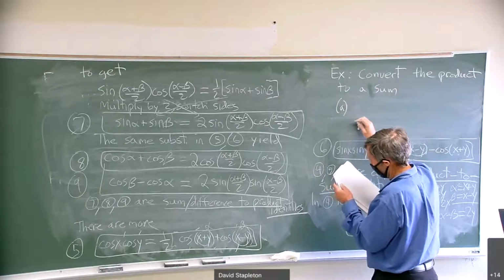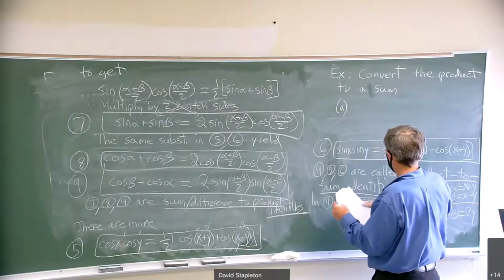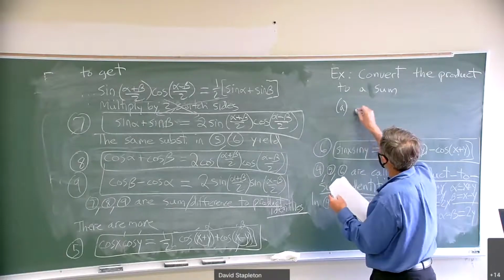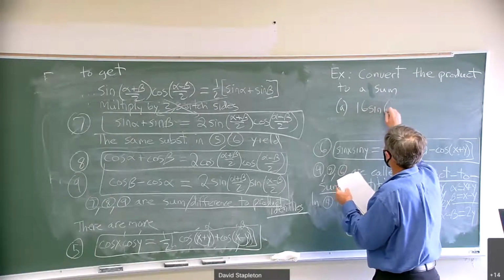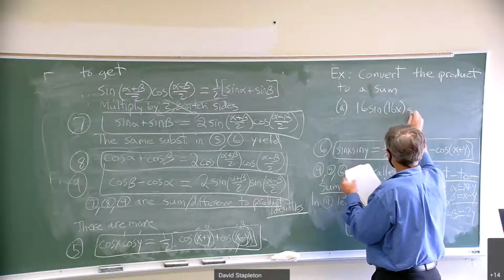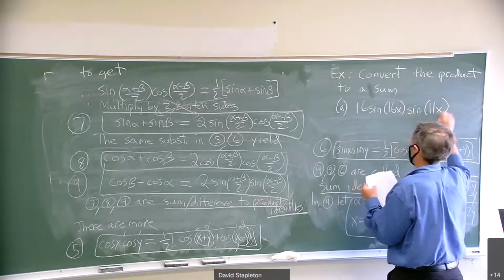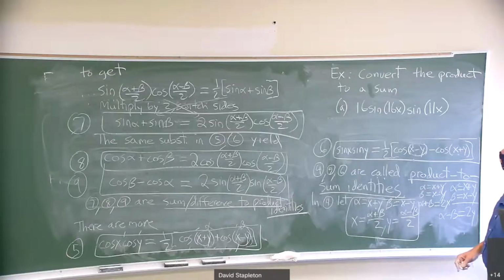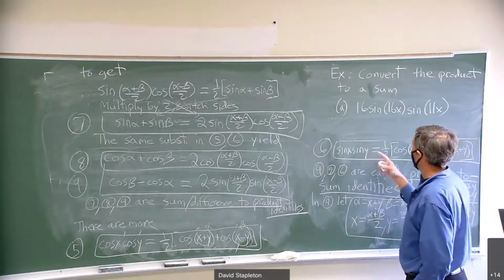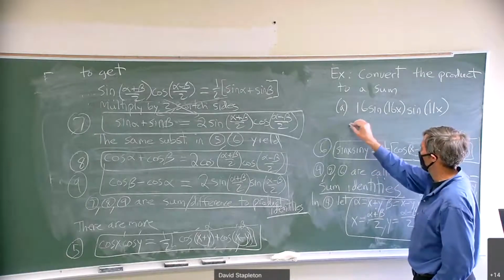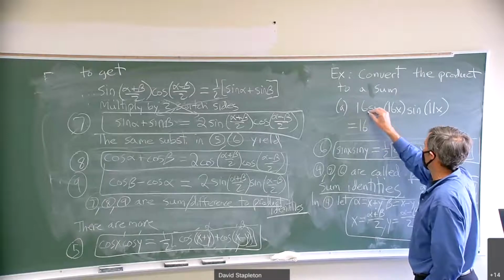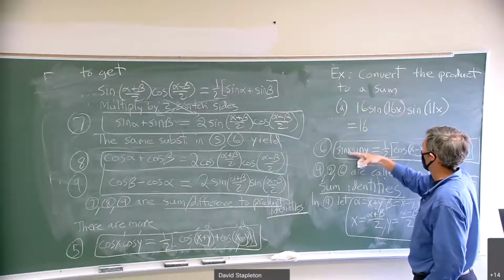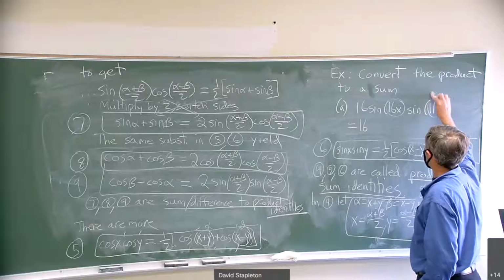Suppose you have this one. This is 16 sine 16x sine 11x. There's a product of 2 sine functions times a 16. I can convert that using equation 6 here, right? All I have to do is say, well, I really need a 1/2 here. I ignore the 16 and I consider this x in this equation and this y in this equation.